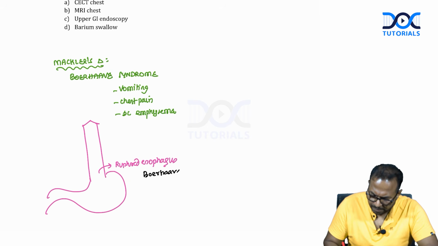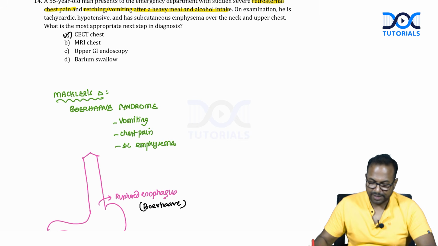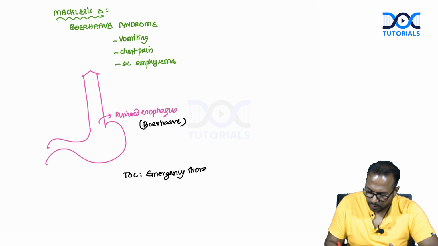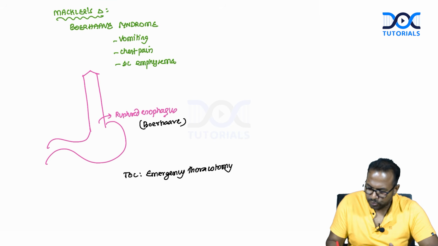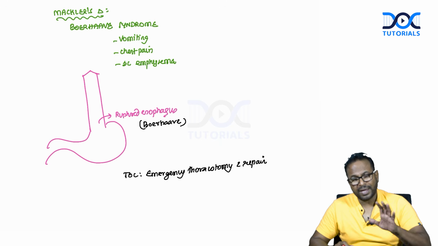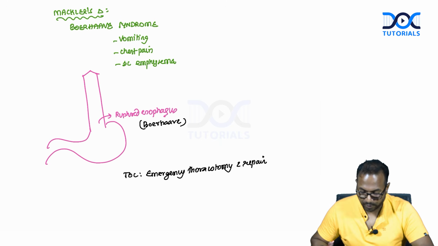So what should I do? Immediately you should confirm this rupture by doing a CECT chest. CECT chest is the investigation of choice, and treatment of choice is emergency thoracotomy and repair. Immediately you should do thoracotomy and repair the injury, repair the rent in the esophagus. This is Boerhaave syndrome. Again, a favorite question of FMGE exams. Always they ask a question from Boerhaave syndrome.